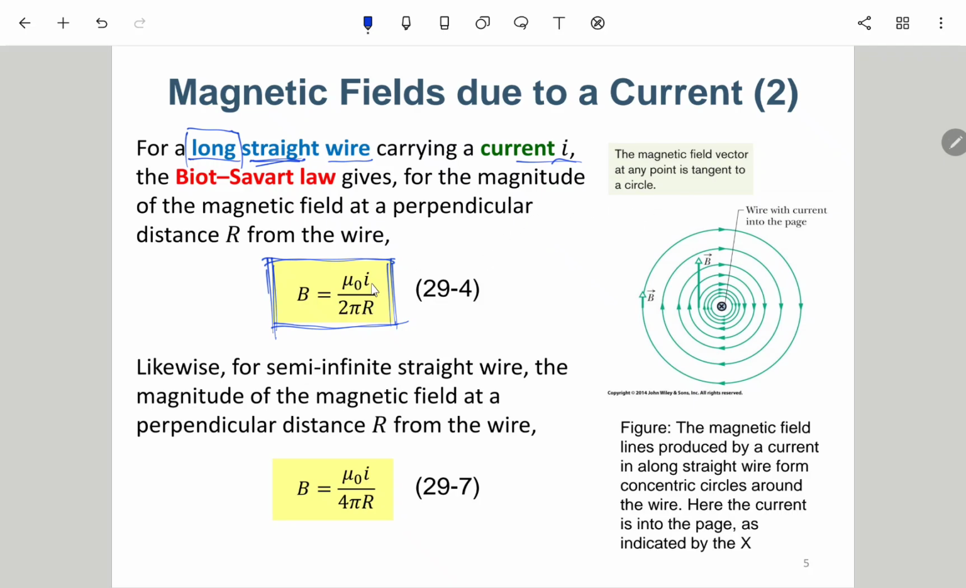Okay, so mu 0 I over 2 pi r. Actually, I will show the proof of this formula in the next page. And likewise for the semi-infinite straight wire, there is only half of it, current in only one direction, or the other direction, it doesn't matter, both sides produce the same. So the magnitude of the magnetic field at the perpendicular distance out from the wire will be half of it. We will also prove it in the next slide, or maybe we will just assume it to be like that in the coming slide.